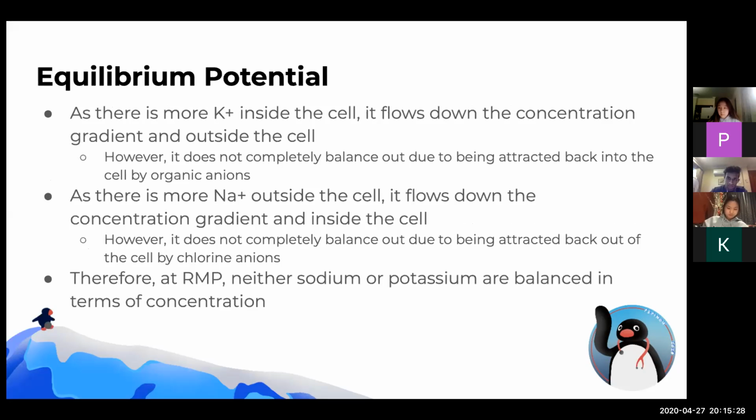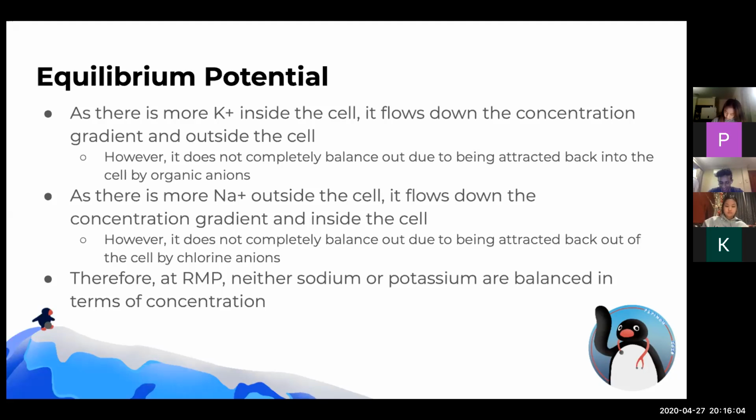So our equilibrium potential is talking about where our ions want to move throughout the cell. Since there's more potassium inside the cell, if we think about our general diffusion rules, it will want to go down the concentration gradient and exit the cell. However, this doesn't fully occur because inside our cell, we also have organic anions. Since cations and anions are attracted to each other, the organic anions will hold some of the potassium back and prevent it from leaving the cell.